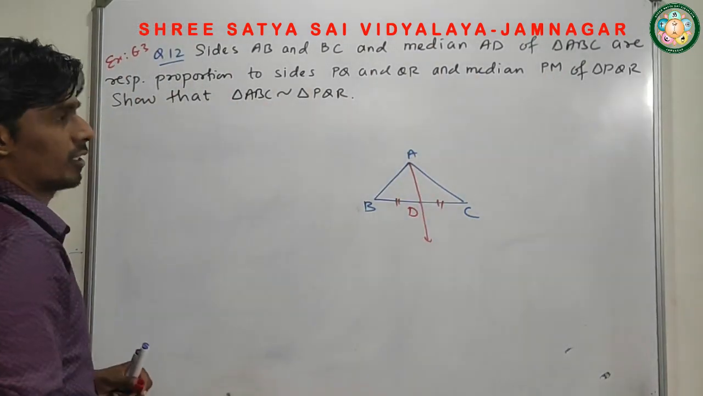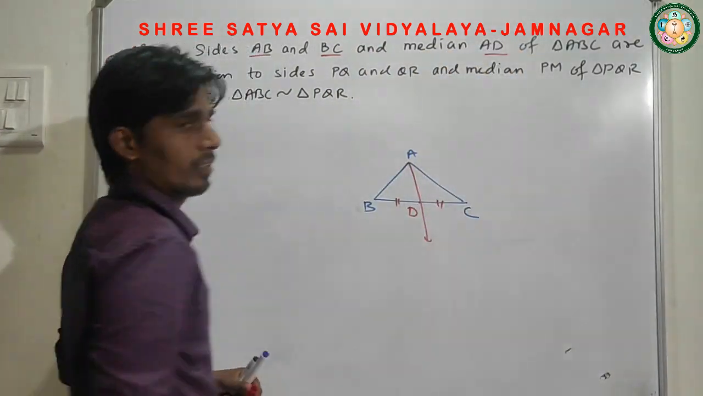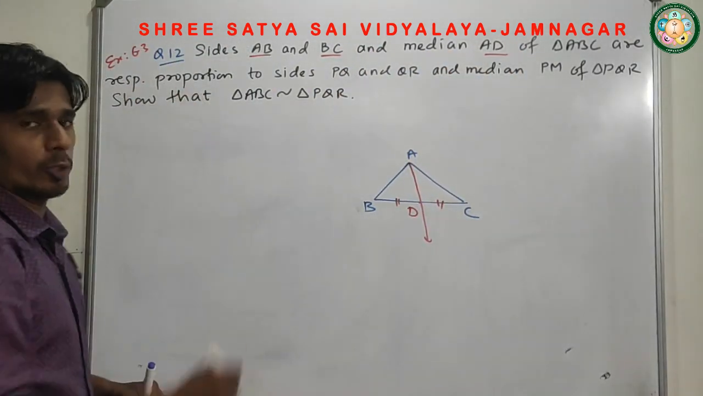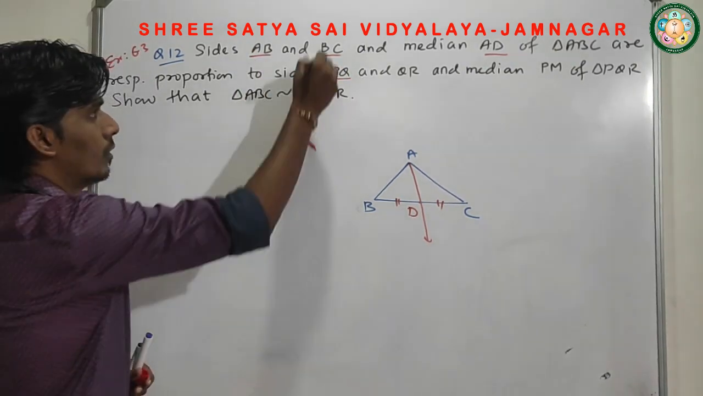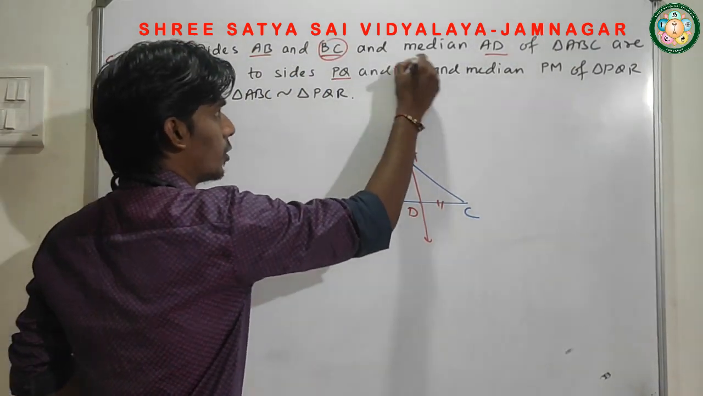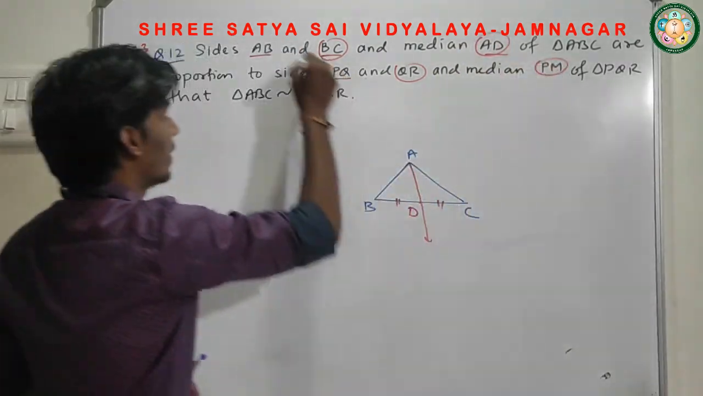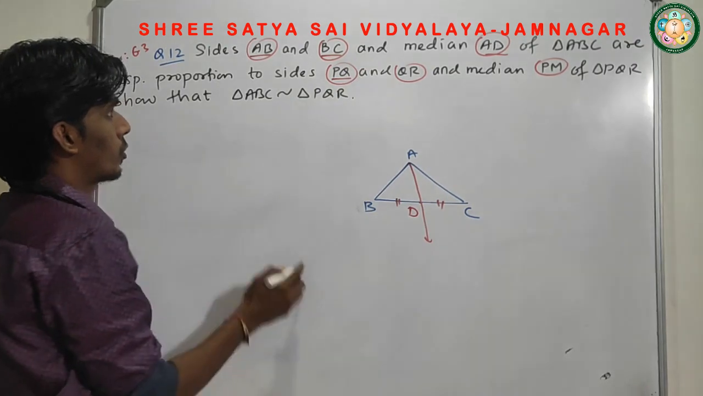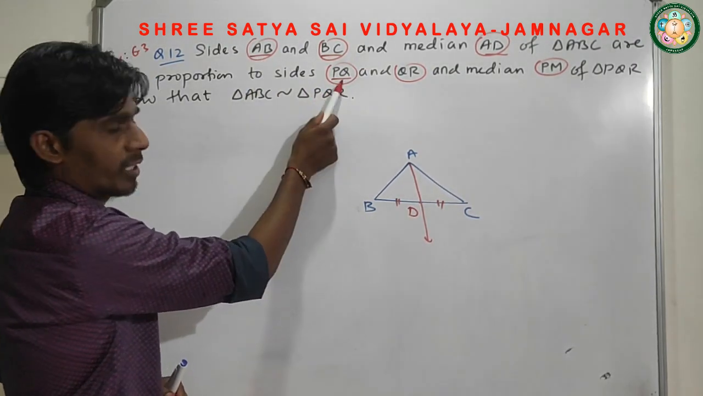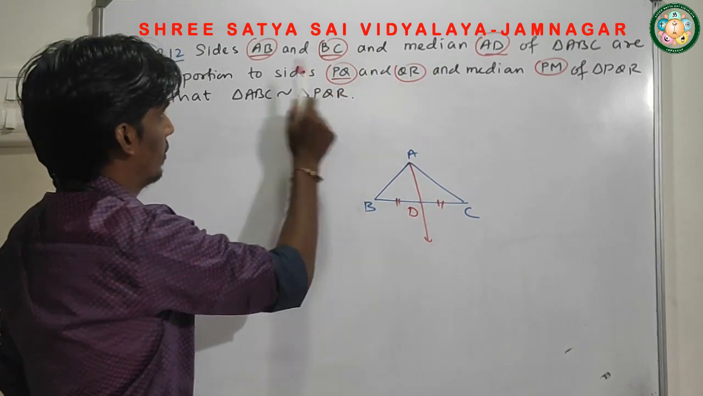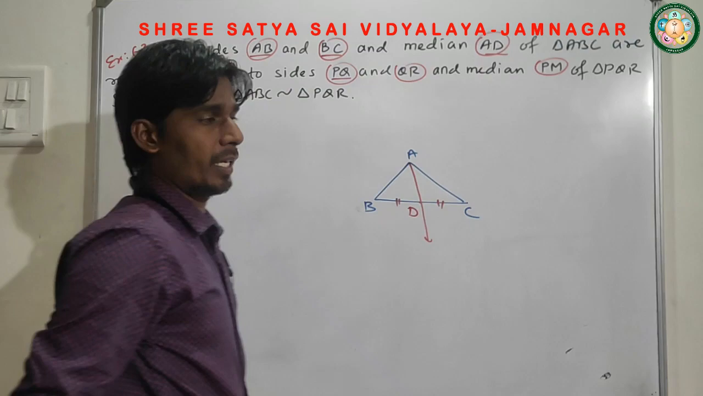Are respectively proportional. Now this is the important part. This AB, BC and AD are respectively proportional. Respectively proportional means this AB is proportional to what? PQ. This BC is proportional to what? QR. And this AD is proportional to what? PM. So AB is proportional to PQ, BC proportional to what? QR, and in the same way AD to PM.